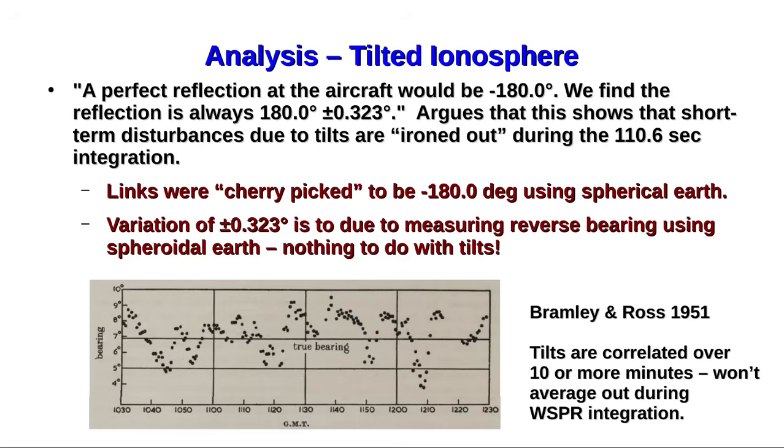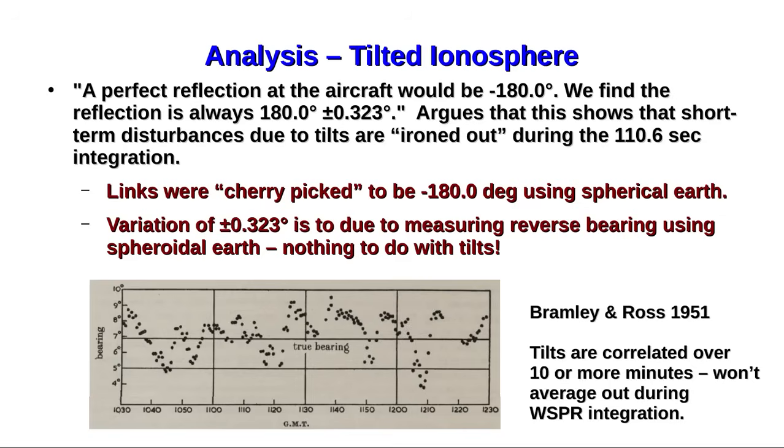The links were deliberately cherry-picked to have an alignment of minus 180 degrees as measured on a spherical Earth. The variation of 0.323 degrees is due to the fact that the reverse bearing was computed not using a spherical Earth, but rather a spheroidal Earth with the Vincenty formula. This scatter is a mathematical artifact that has nothing to do with ionospheric tilts.